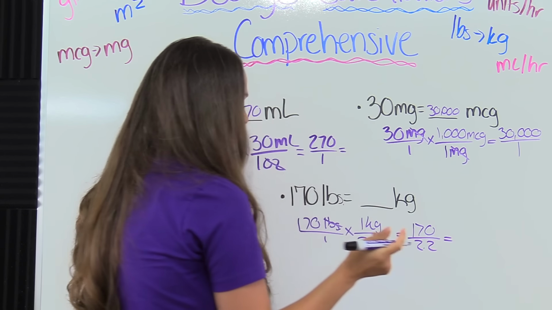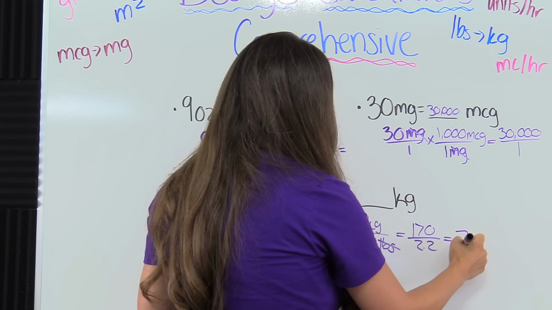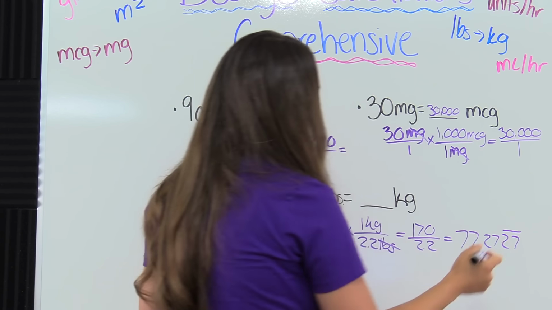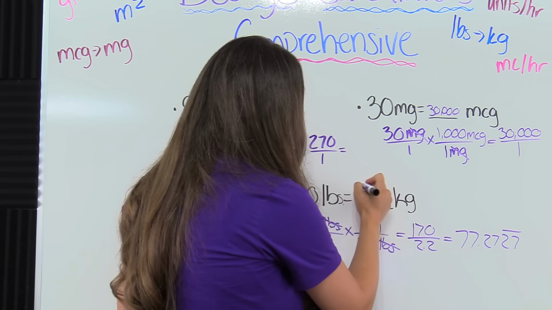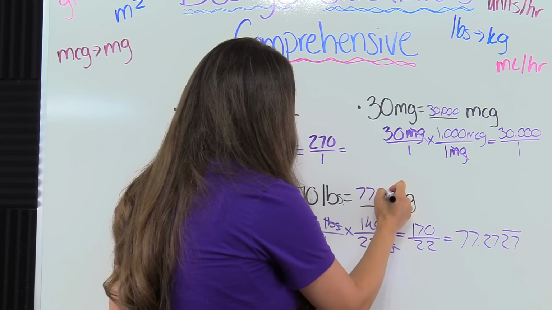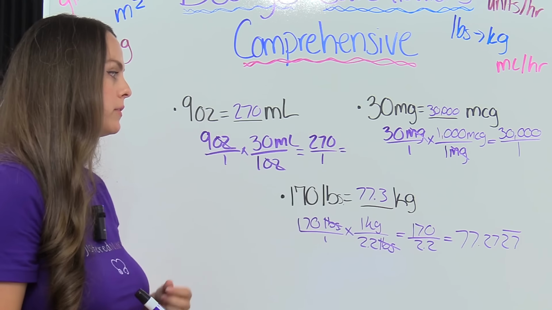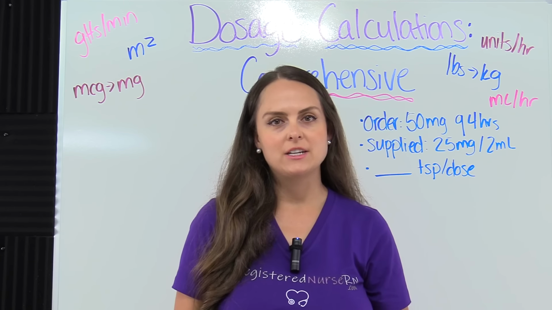Now we're going to divide. 170 divided by 2.2 is 77.2727 repeating. And I'm going to round to the nearest tenth. And you always want to make sure that you follow your program's rounding rules for how they want you to round these problems. Now we're going to work an oral liquid medication problem.